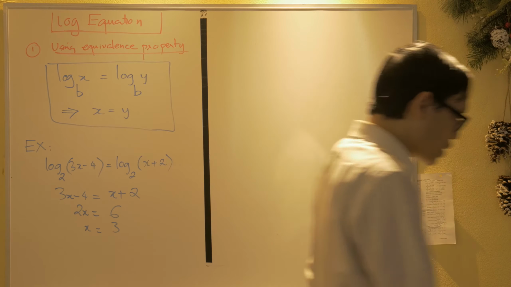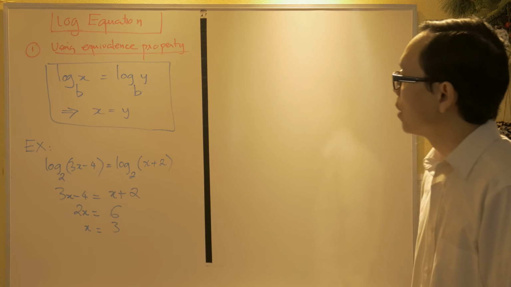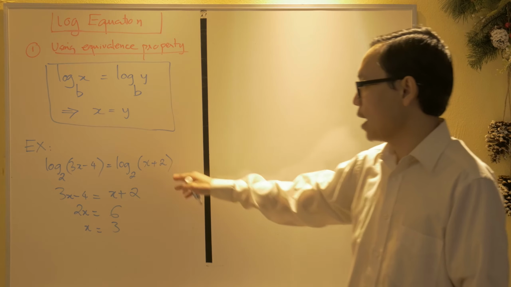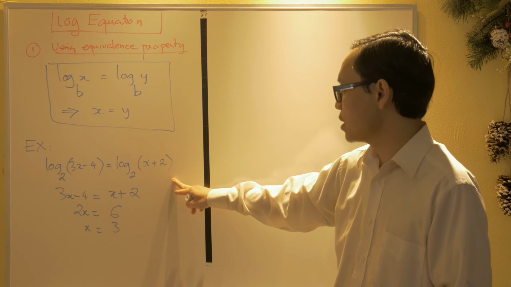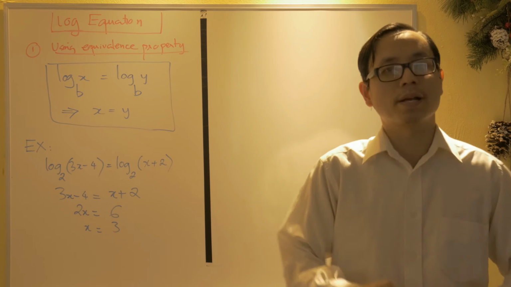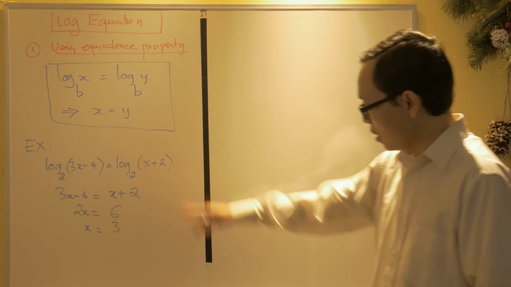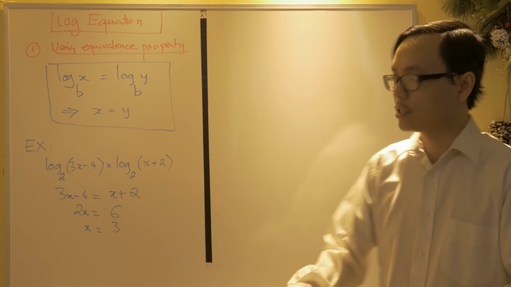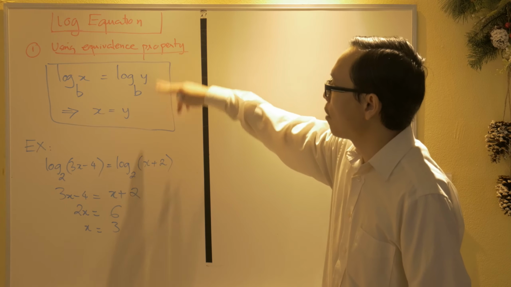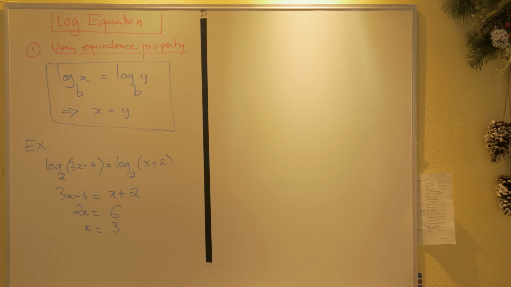So that is a typical example of how to use the equivalence property to get the solution for a logarithmic equation. Of course, as I told you, the equation is not always as simple as this one. It could be pretty complicated, depending on how they give you the question. However, the general strategy is to try to get to the form where you can apply the equivalence property.